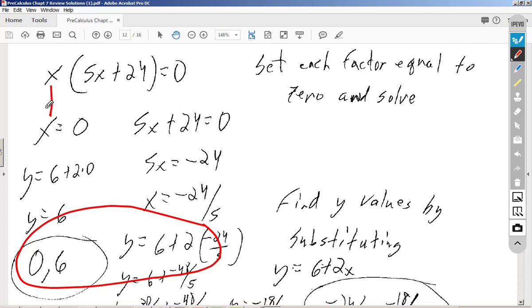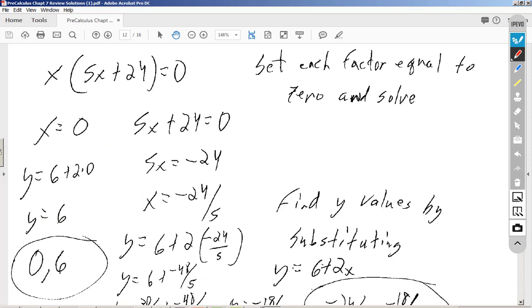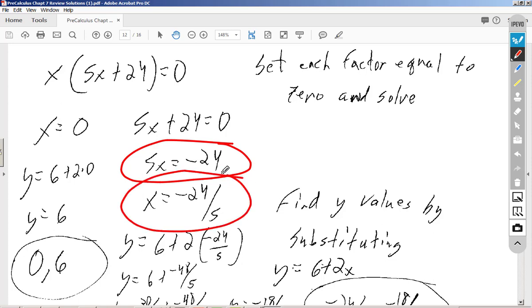So here's this first factor of x. I set it equal to 0 and solved. Of course, it already is solved. So now I've got 5x plus 24. I set that equal to 0. Now I'm going to go ahead and subtract 24 from both sides. I get 5x all equals negative 24. I divide by 5. I got x equals negative 24/5.